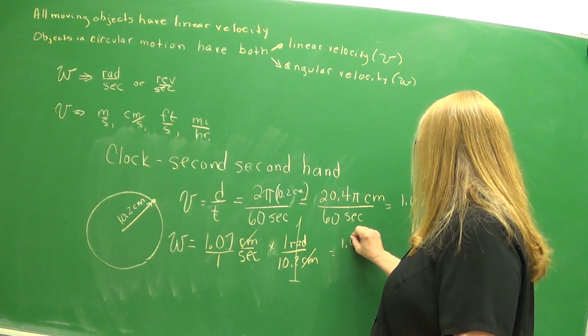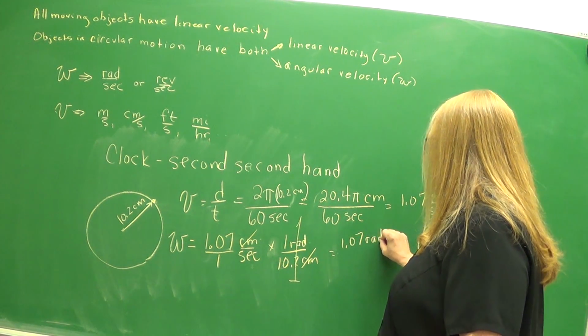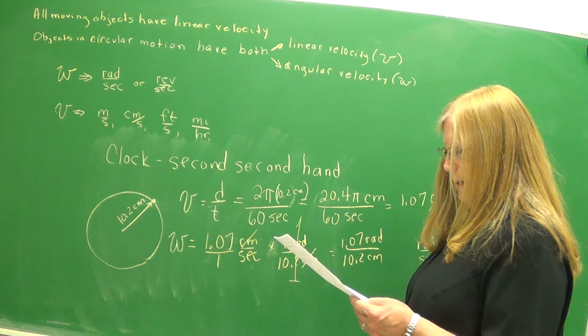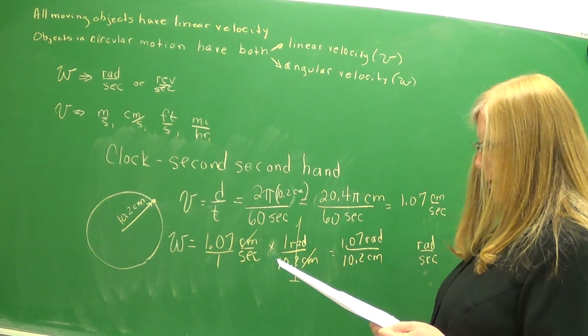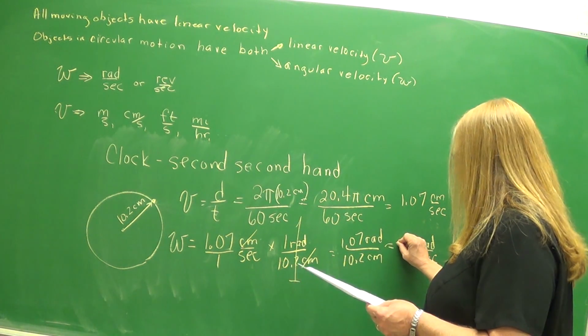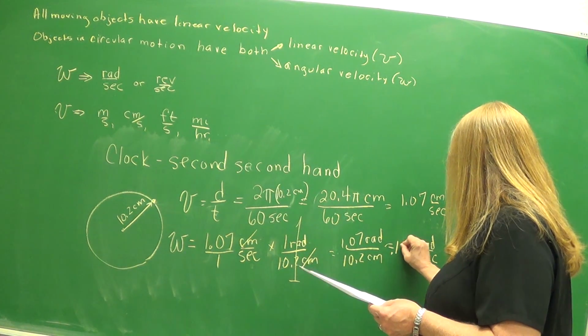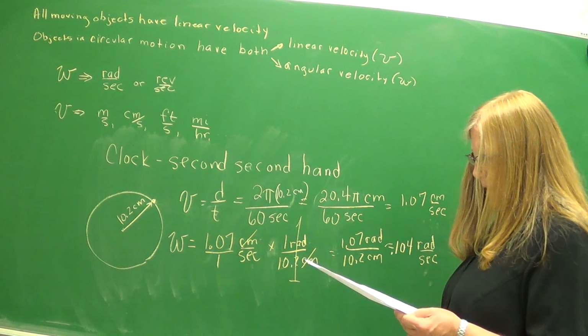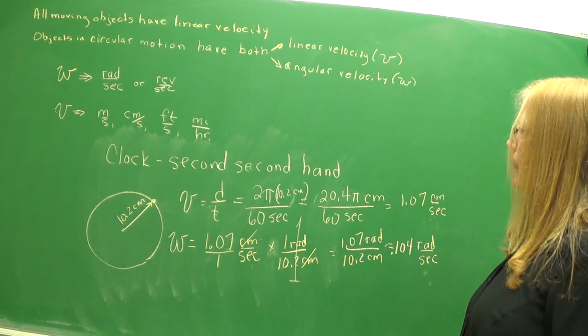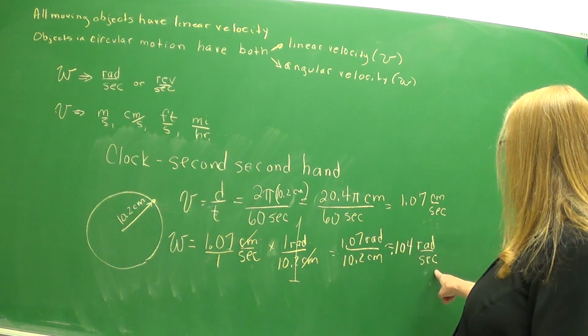1.07 radians over 10.2 centimeters. So now when I divide 1.07 by 10.2, I get approximately 0.104 radians per second. And that is an answer for angular velocity, radians per second.